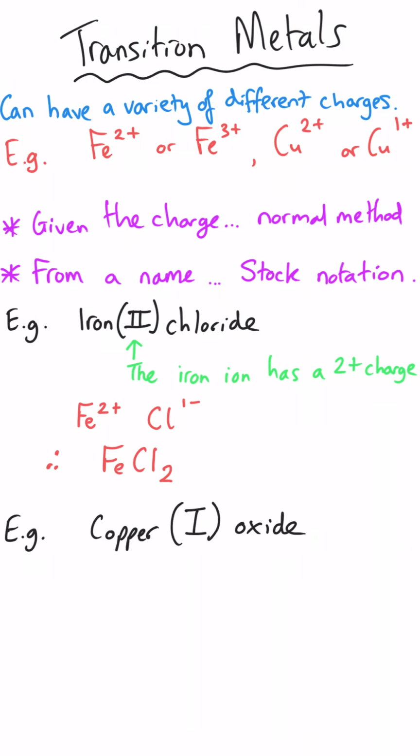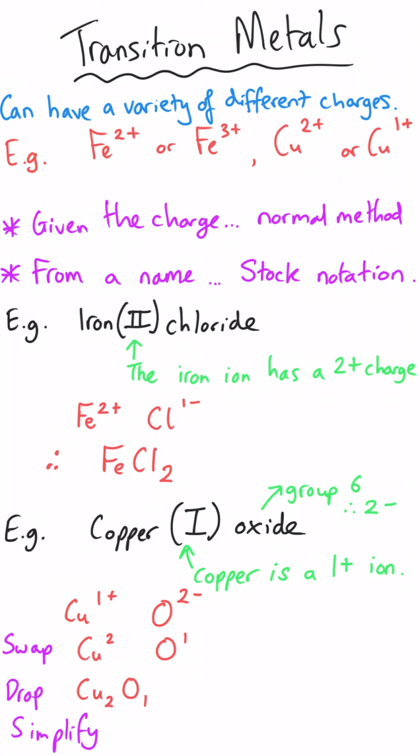Similarly, if it was copper(I) oxide, you know that the copper has got a 1+ charge, and oxygen is in group 6, so oxide will be 2-. And so if we swap, drop and simplify, or any of the other methods, we get Cu2O as our formula for copper(I) oxide.